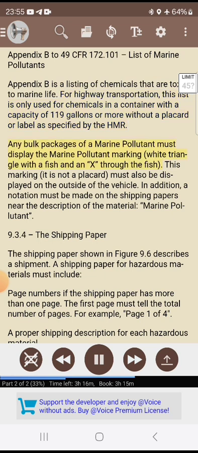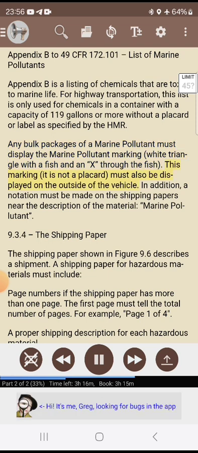Any bulk packages of a marine pollutant must display the marine pollutant marking, a white triangle with a fish and an X through the fish. This marking, it is not a placard, must also be displayed on the outside of the vehicle. In addition, a notation must be made on the shipping papers near the description of the material: marine pollutant.